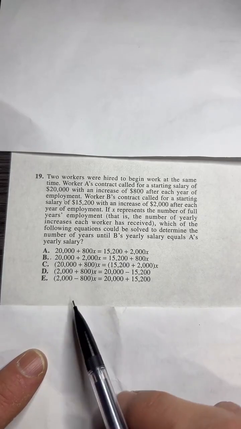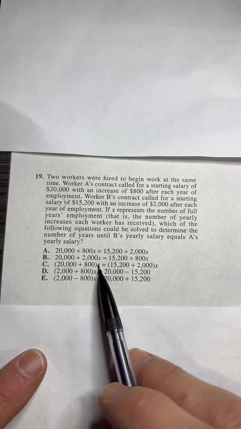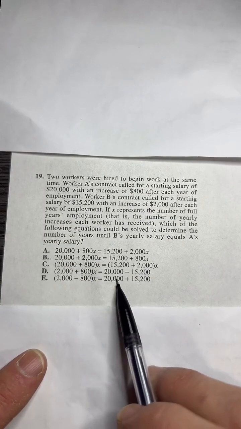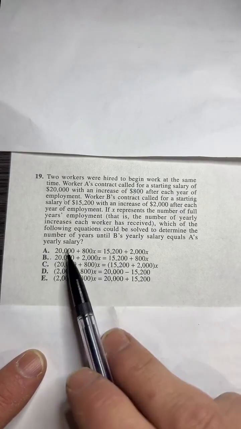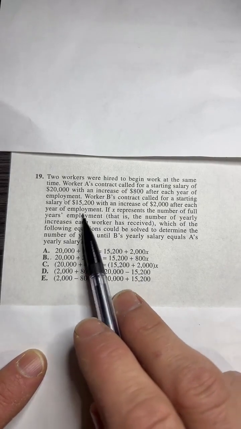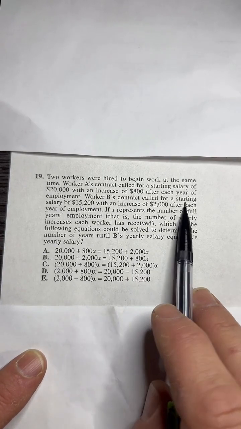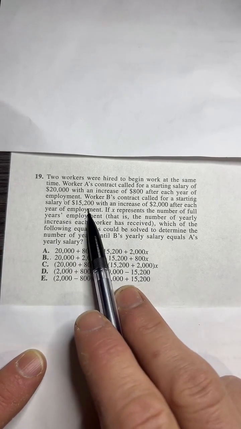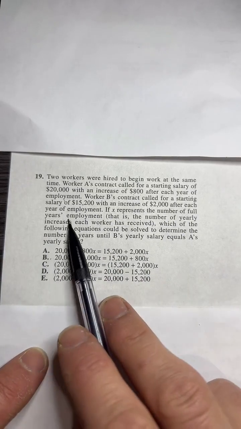All right, so if I take a look at this, 20 grand is not connected to that X. So these are okay, I guess. It's looking like A, but I'm not positive. The second one, worker B's contract called for a starting salary of $15,200, with an increase of $2,000 after each year of employment.